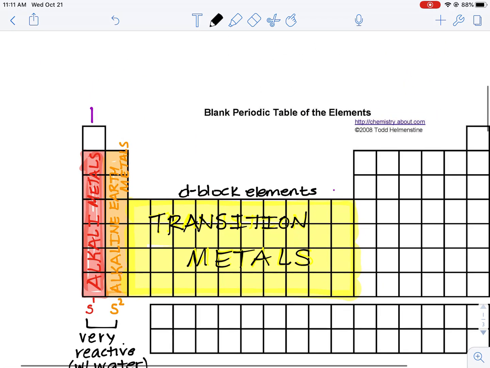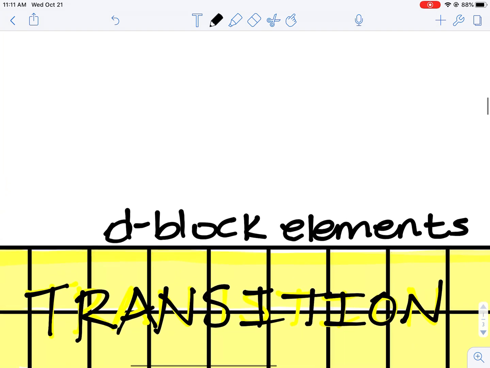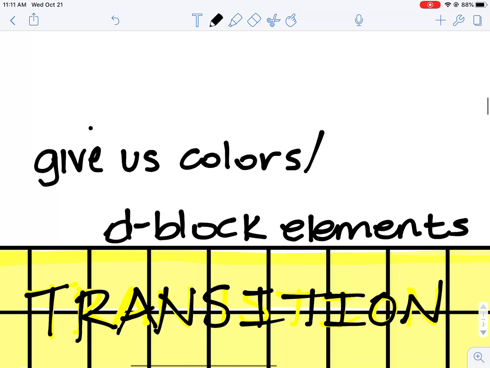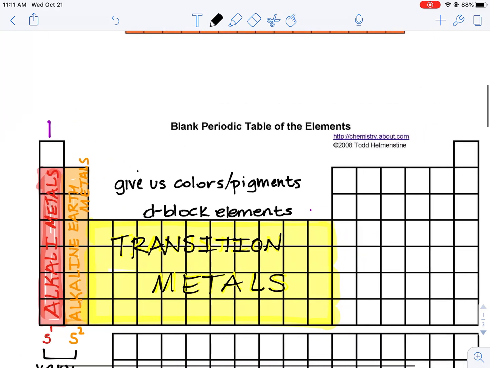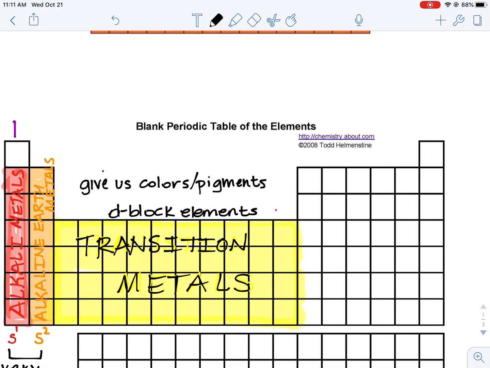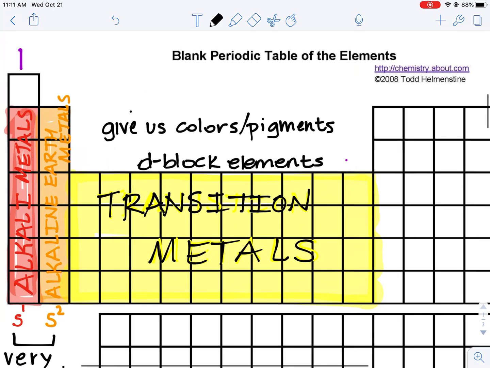A cool thing about the transition metals is that they're going to give us colors, or pigments. So for those of you who like to paint, the colors of the paint come from the presence of various transition metals in your paint. We also saw in our last unit how many of these metals can be used to give us the different colors in fireworks. So transition metals are well known for giving us colors or pigments in our everyday world.